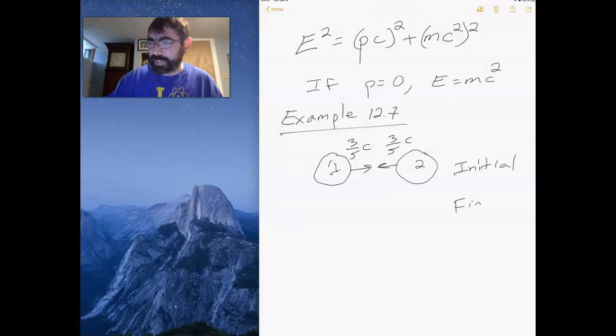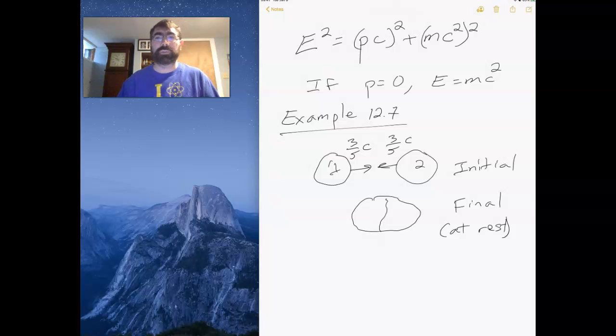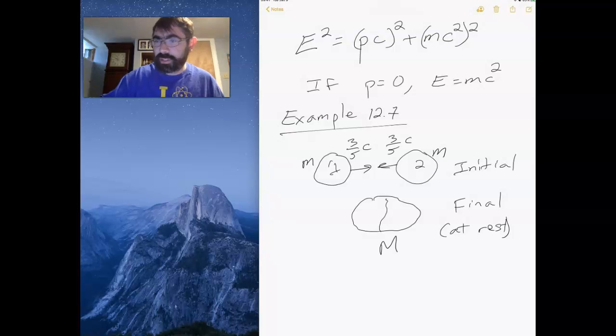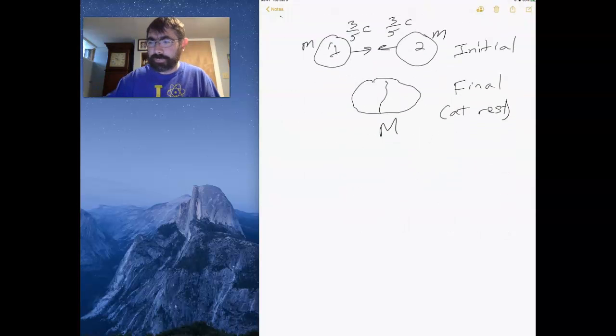After the collision, they stick together into one big lump, and now that lump is at rest. So it has zero final velocity. And let's also say that they stick together to form a single mass, M. So initially, each of them has a mass, little m. Okay, so what we want to do is work out the conservation of energy and momentum.